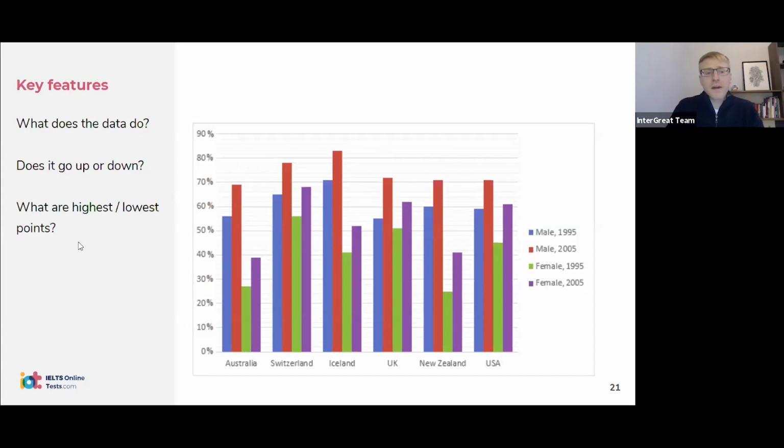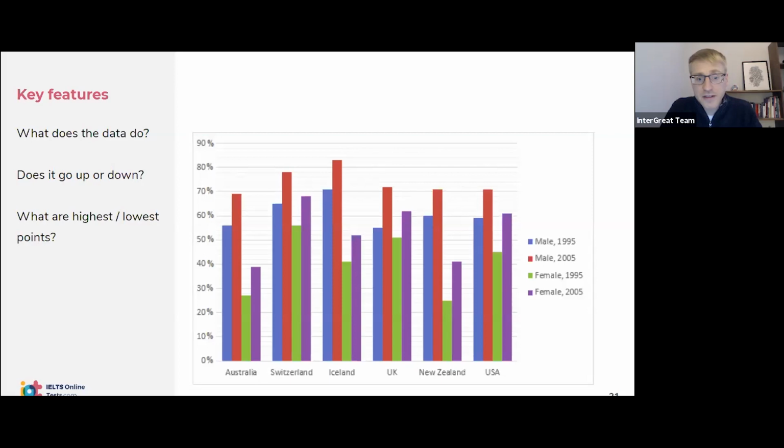Then we can think about what are the highest or lowest points, which countries or which genders have the highest. So Neo, very good. You're saying Iceland has the highest. Yep. For male. Very good. Now thinking about, yeah, and Australia and New Zealand for female are the lowest. Very good. Lowest is Australia. Exactly. So it's good to pick out a couple of high points and low points or overall categories.